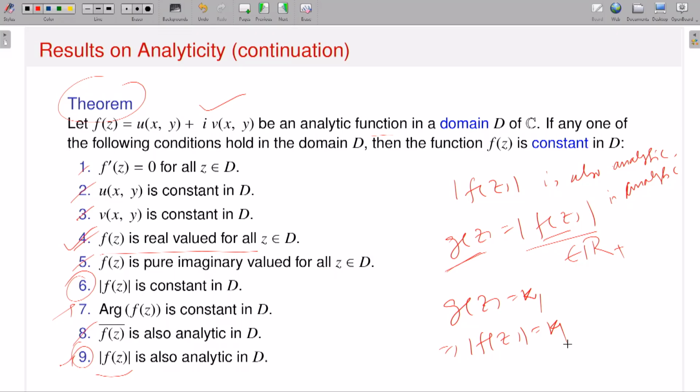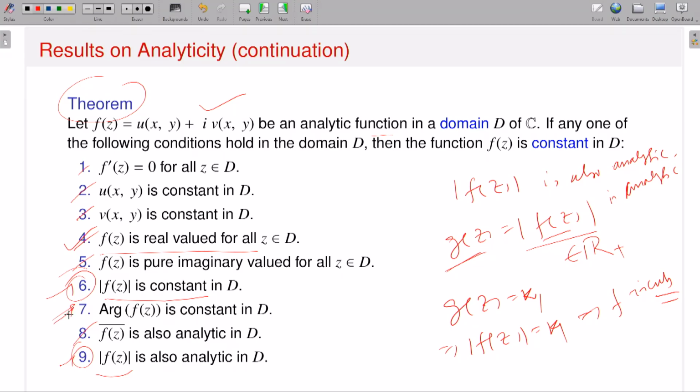Now modulus of f of z is constant. Look, go to 6: modulus of f is constant implies f is constant. So this implies f is constant. So you have to use the earlier result as well. If modulus of f is constant, along with the fact that f is analytic in a domain, then your f has to be constant. So you do not have any other choice.